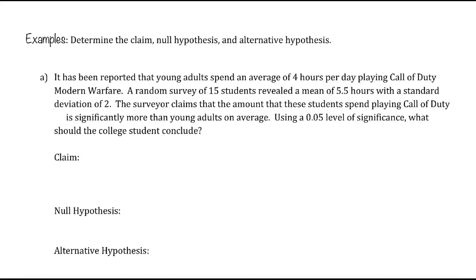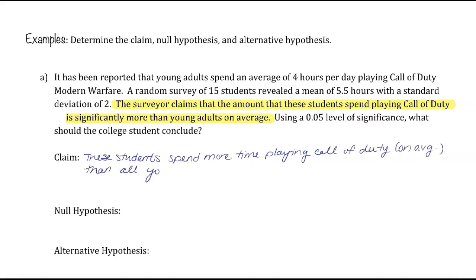In this paragraph, the claim is located here. These students spend more time playing Call of Duty on average than all young adults. Now to write this symbolically. We're told that young adults on average spend 4 hours playing Call of Duty. So if the claim is that these students spend more time than the average young adult, we could write this as mu, the mean, since we're talking about an average, is greater than 4.